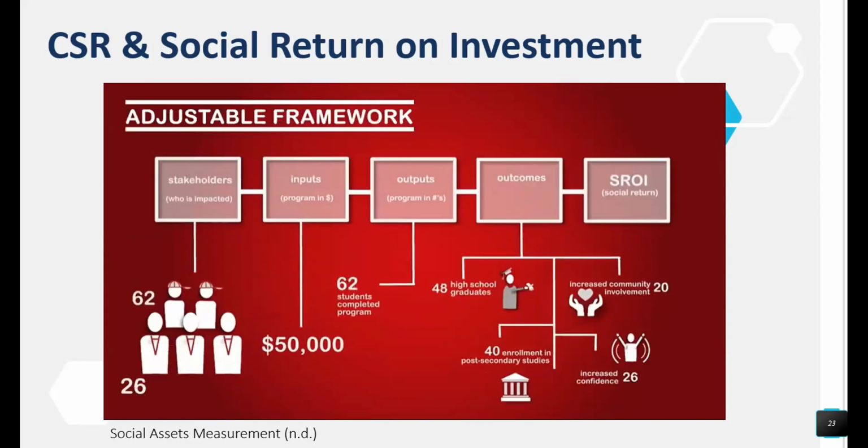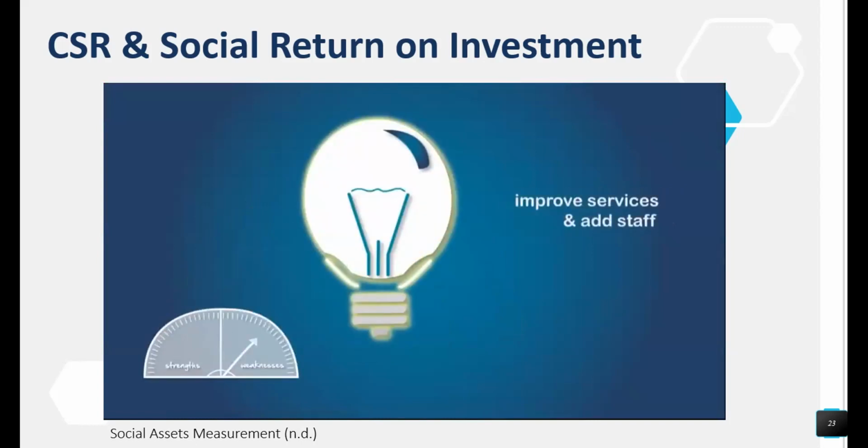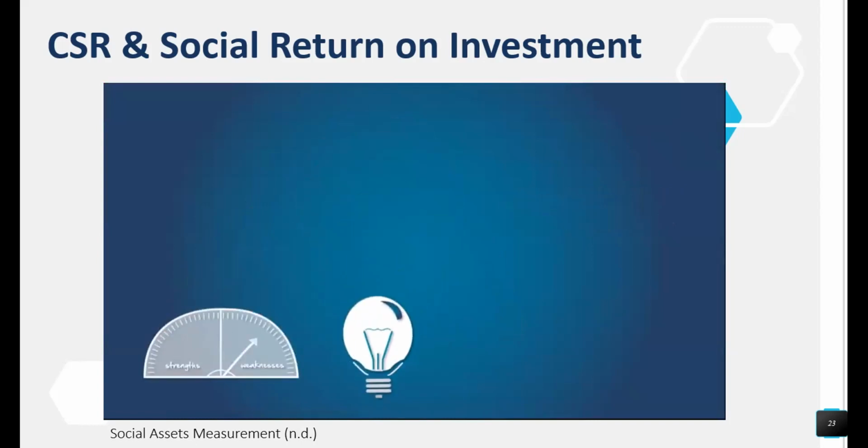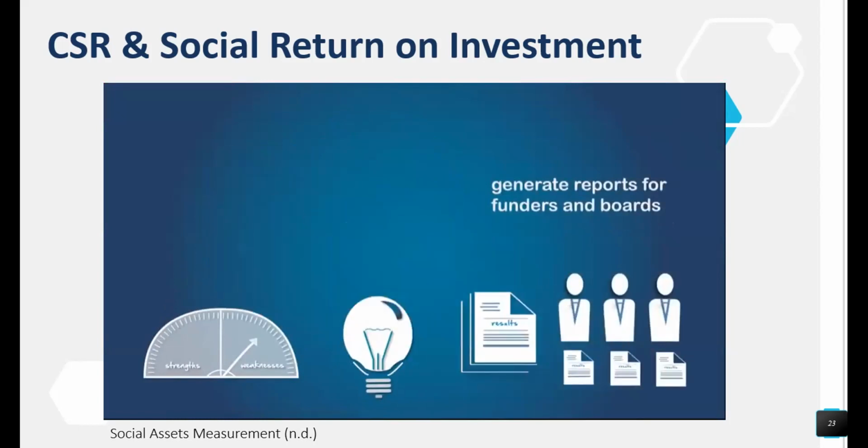Once the framework is developed, Tutoring for Tomorrow can use it year after year and refine it as the program evolves. There are substantial benefits to developing an impact measurement system. For example, the new framework will help Tutoring for Tomorrow identify successes and gaps in programming, make adjustments to improve services, and generate reports to explain the value of their work to funders, investors, and boards.